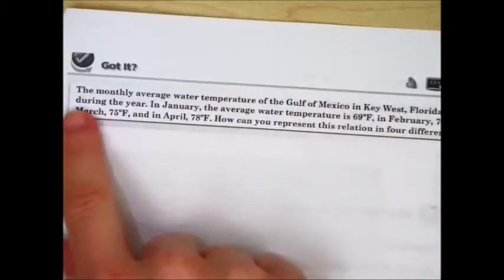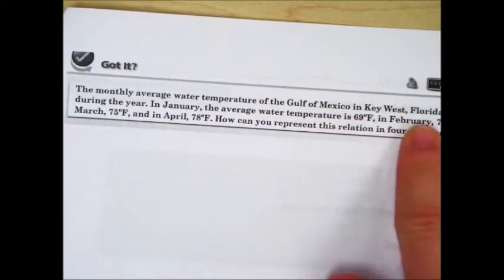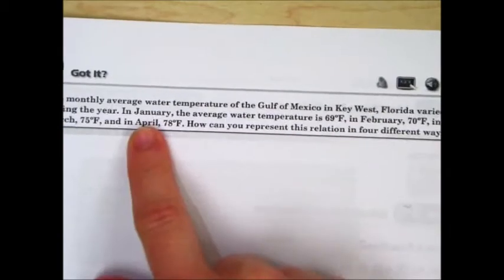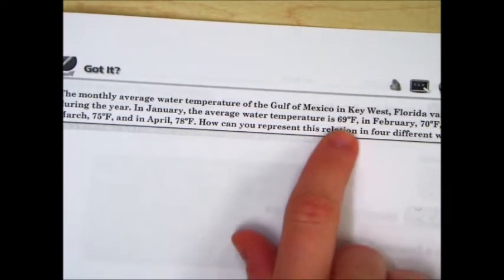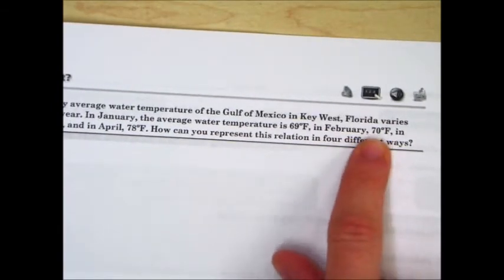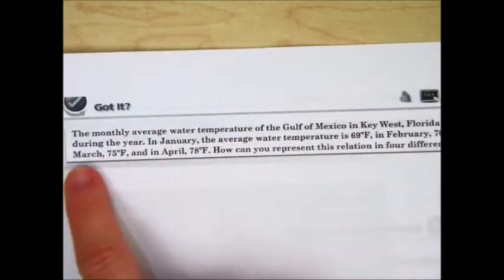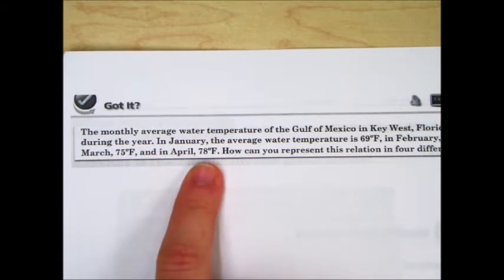Now they ask us to take a look at the monthly average water temperatures in the Gulf of Mexico and Key West, Florida, and they're going to tell us that it varies during the year. In January, the average temperature is 69 degrees. In February, the temperature is 70, getting a little warmer. In March, the temperature goes to 75, and in April, the temperature goes to 78.